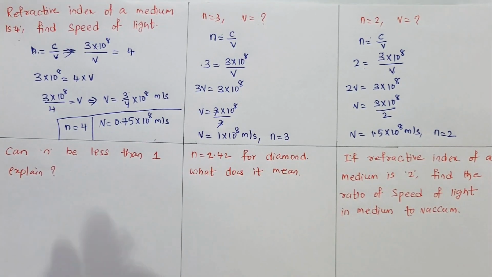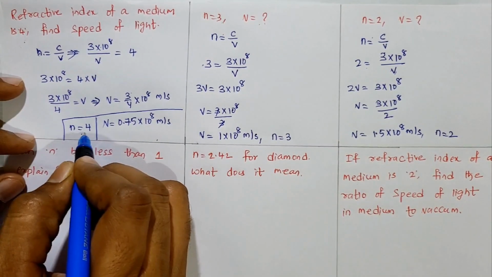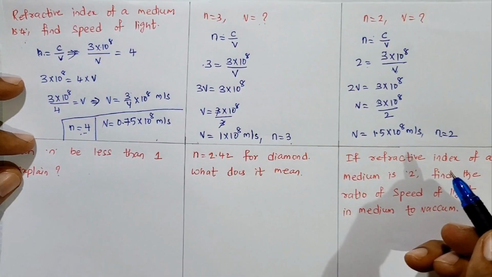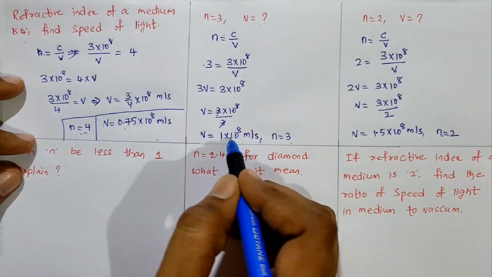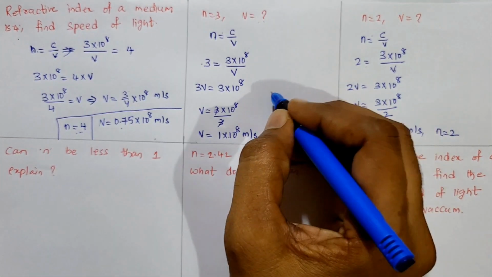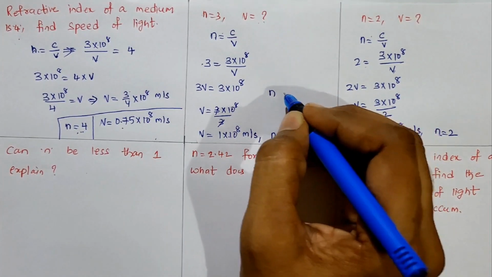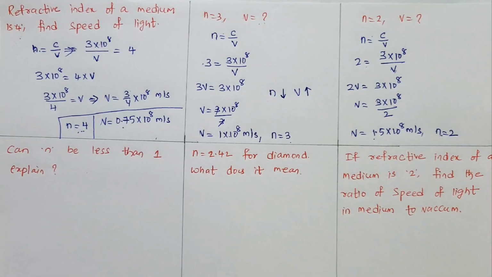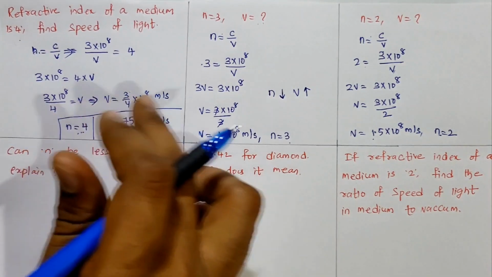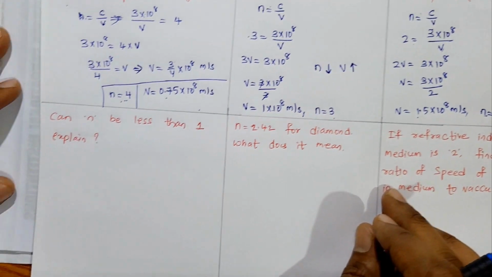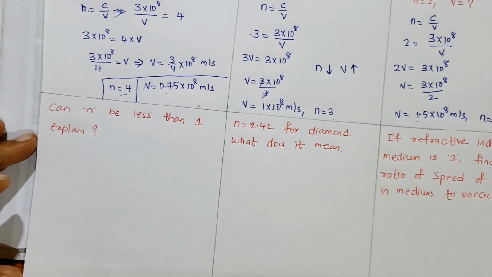See now, n is decreasing. The refractive index is decreasing: 4, 3, 2. What is happening to v? 0.75, 1, 1.5. The same thing which we concluded there: if the n value is decreasing, the v value will increase. Correct? Like that, the refractive index is decreasing: 4, 3, 2, 1. How much can it decrease? What will be the minimum value of refractive index?